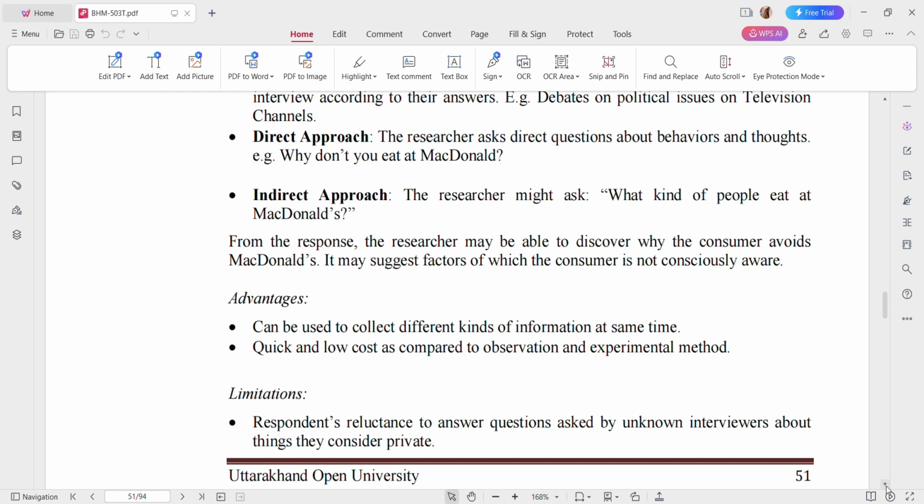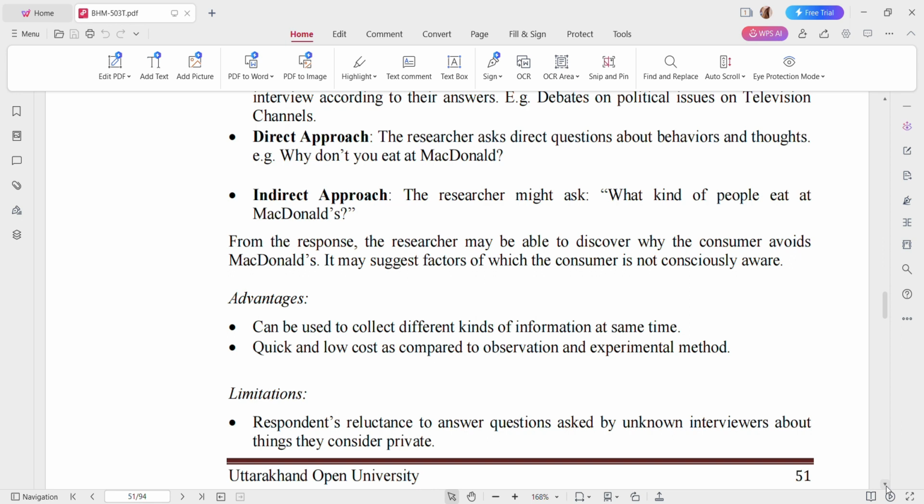Okay, now what are the advantages of this? It can be used to collect different kinds of information at the same time when you do a survey. Like, if you want to know how many are Globe users in the area, you can do it at the same time. Just produce a questionnaire, distribute it, and you can collect different types of information at the same time.